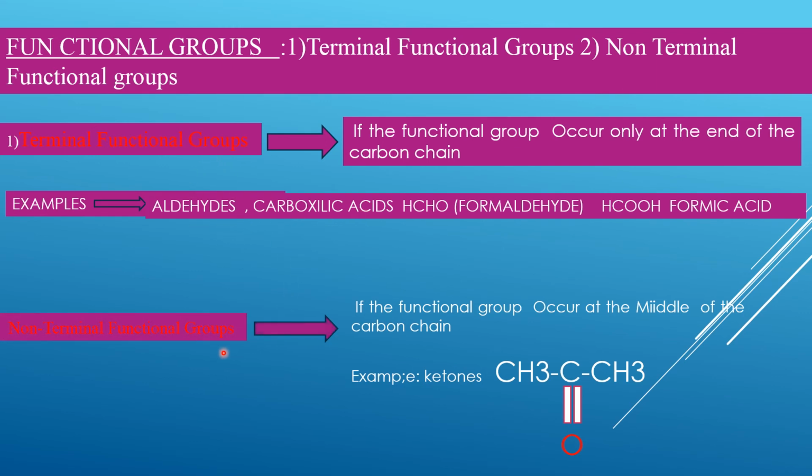Next, what are non-terminal functional groups? If the functional group occurs in the middle of the carbon chain, it is known as a non-terminal functional group. Example, here see this one. CH3 C CH3 with a double bond O. This is an example of a non-terminal functional group. So this ketone group, C double bond O, is added in the middle of the carbon chain. So if the functional group occurs in the middle of the carbon chain, then it is known as a non-terminal functional group.